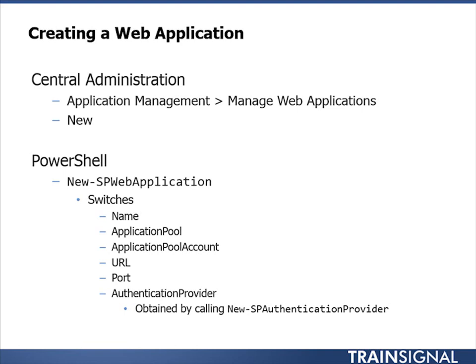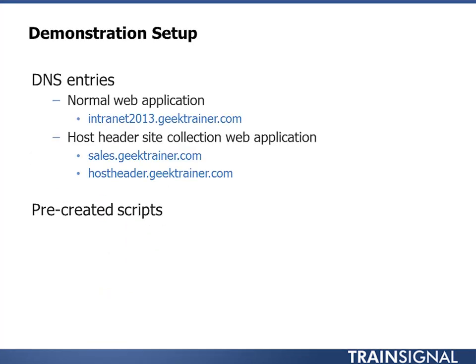Now, on my demo system, I've already gone in and created the DNS entry, so that way I don't have to worry about them. So I've already created a DNS entry for intranet2013.geektrainer.com. And I've created two for what's eventually going to become a later demo for my host header site collections at sales.geektrainer.com and hostheader.geektrainer.com.